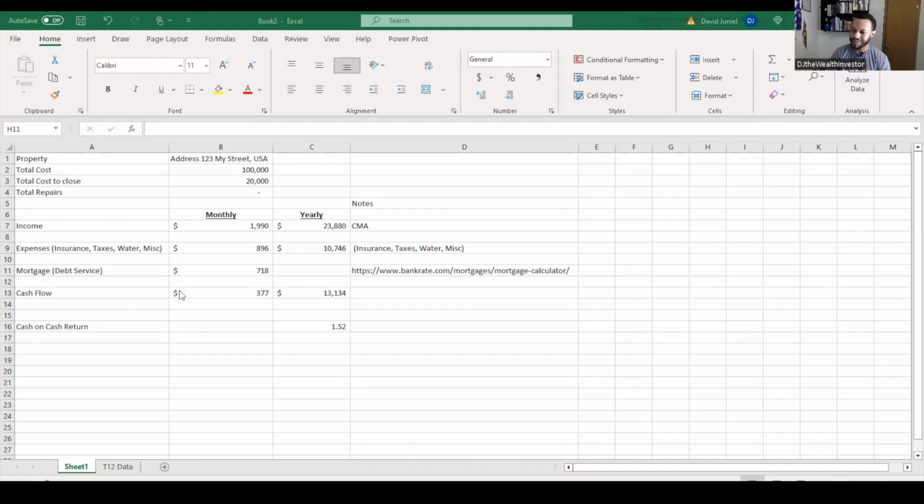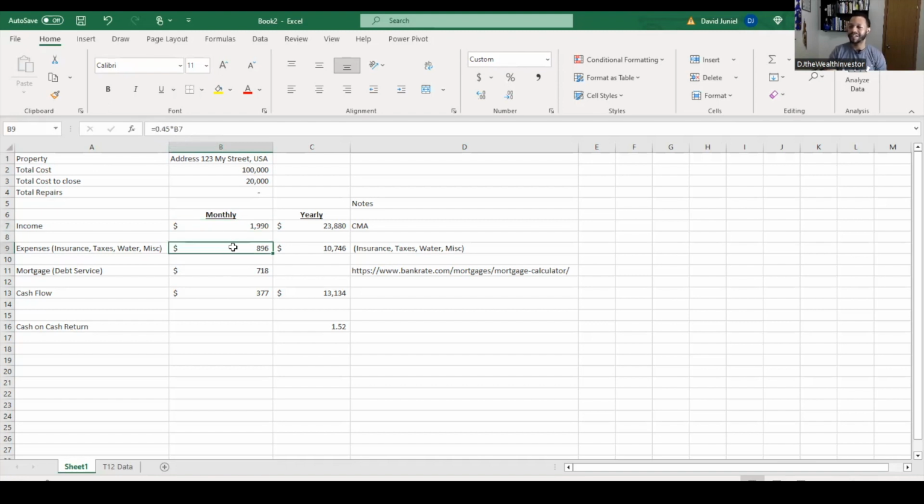All right, so here, it's important, I think, to always have at least these four things, right? So the property address, and then also the total cost of the property, the total cost that you will need to close on the property, as well as your repair costs. So here I just got in a total cost of $100,000 for the property. Total cost to close is typically about 20%, so I threw that in there. And then I break down these things on a monthly basis as well as a yearly. So for the month in here, I just got $995, which is about $1,000 a month. And we're just analyzing a duplex, let's say.